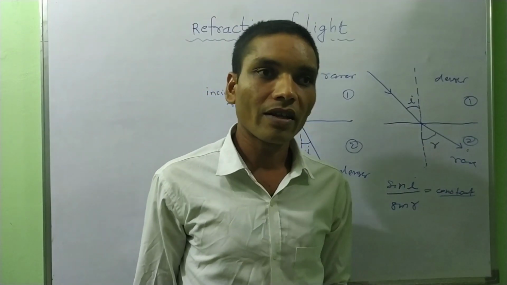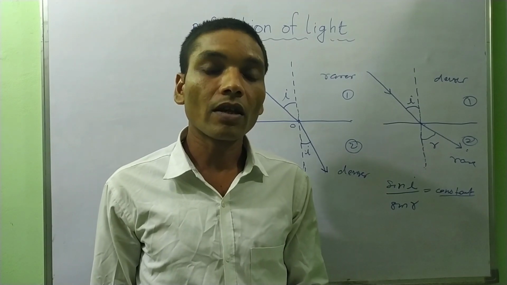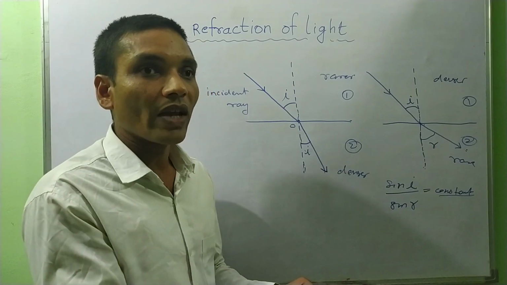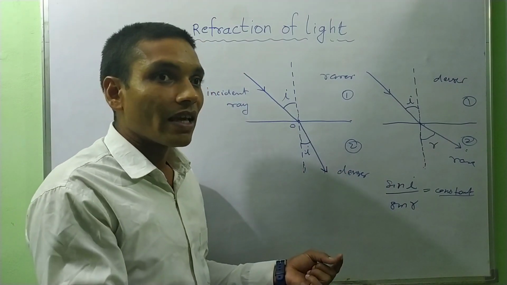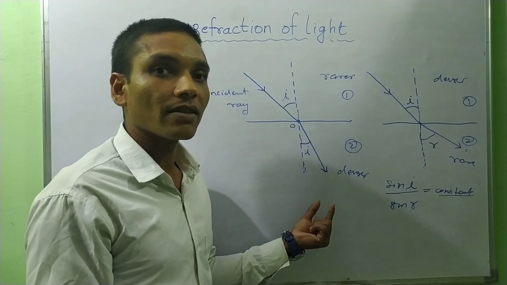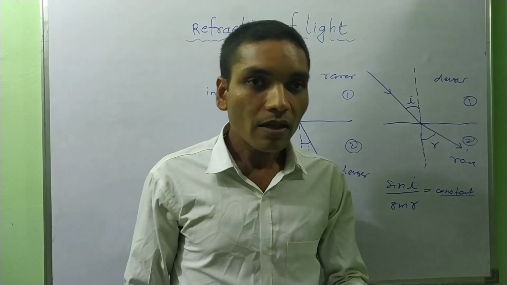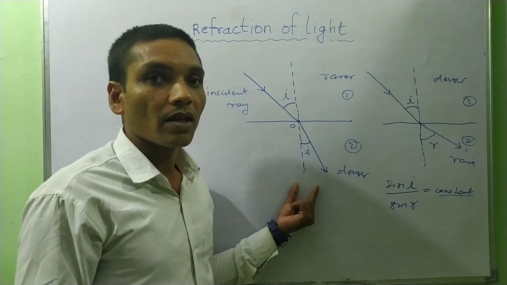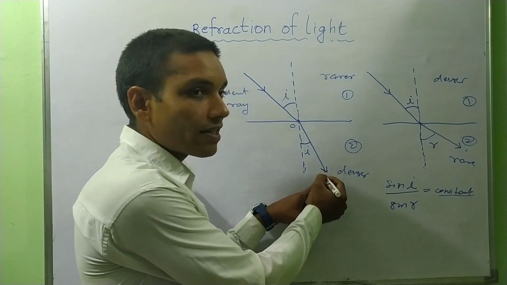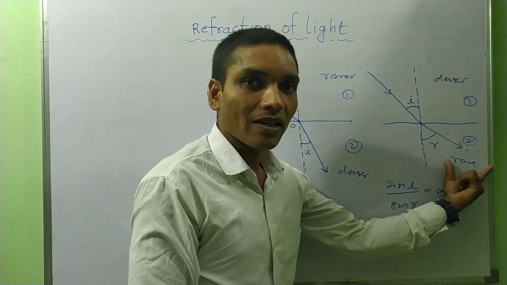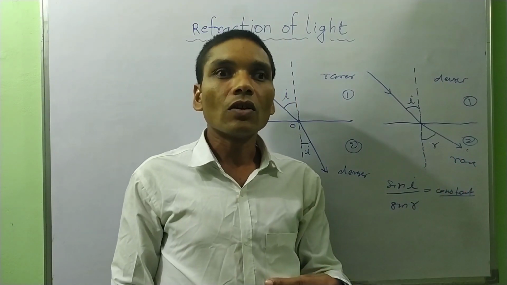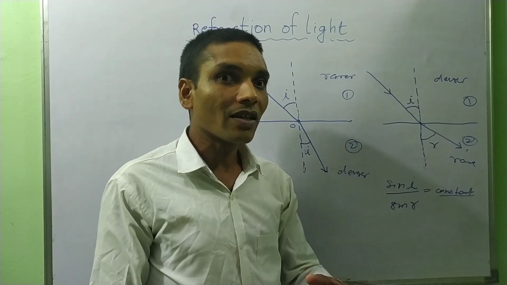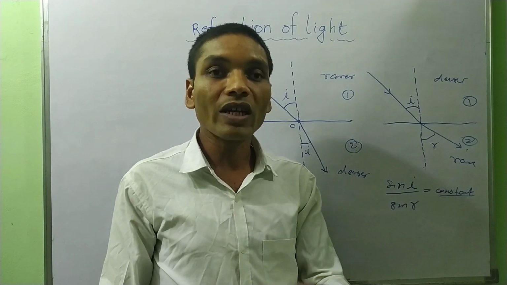So in general, what is the refractive index? In refraction, light bends when it enters another medium. Here the measure of bending of light by the second medium: this medium bends the light ray. So the ability of the second medium to bend the light ray is called the refractive index.